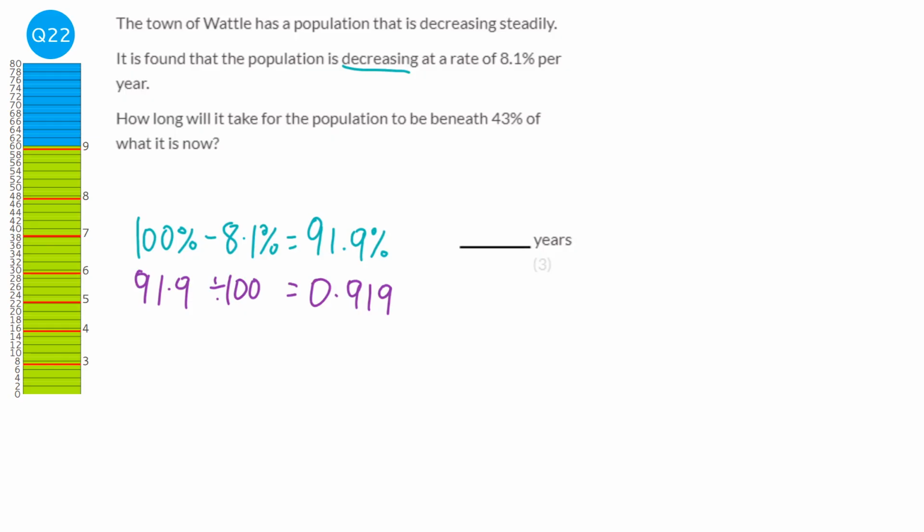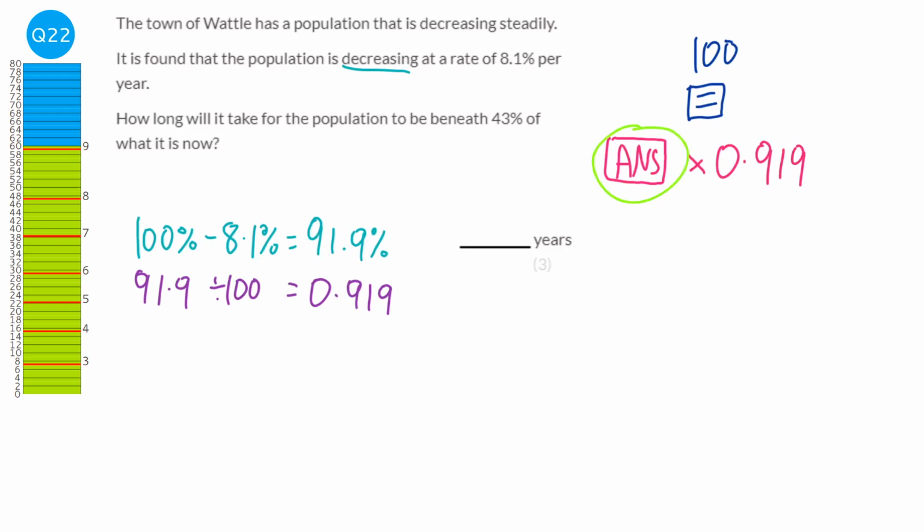Now, there aren't any amounts given to us in this question, so we're just going to make one up. We're going to say that the population is 100, okay? And what we're going to do is type in 100 into our calculator, and then press the equals button. What that does is it stores the 100 in the calculator's memory. It's this next line that's the crucial bit. We're going to type in answer, which at the moment is that 100, times 0.919. And what that does is it says what the current answer is, we're going to decrease it by 8.1%. We're going to times it by that multiplier.